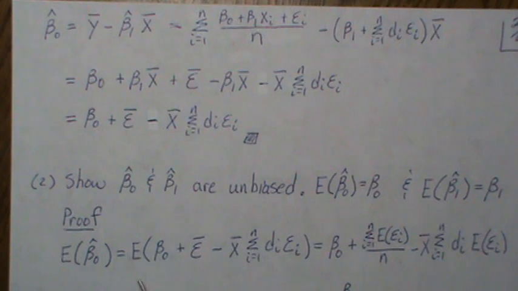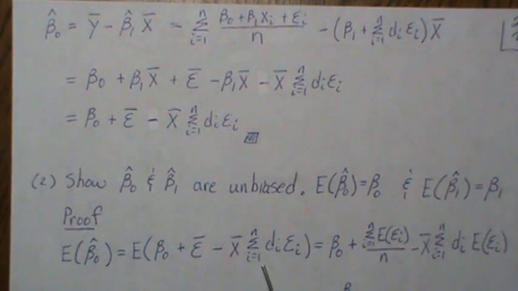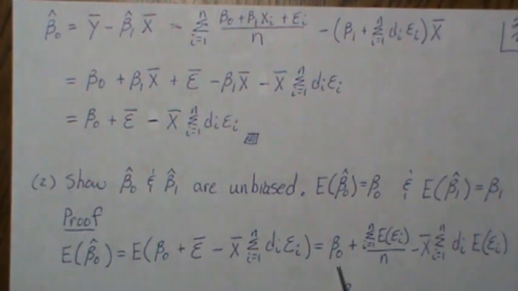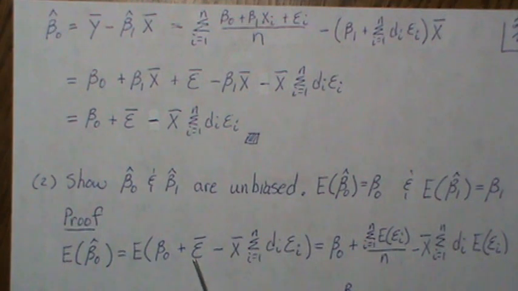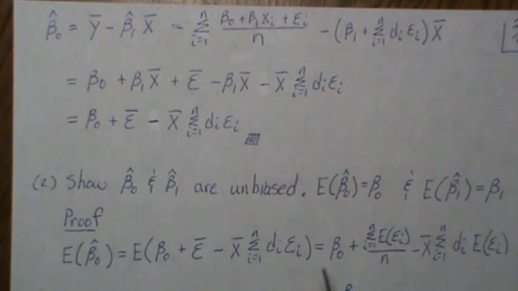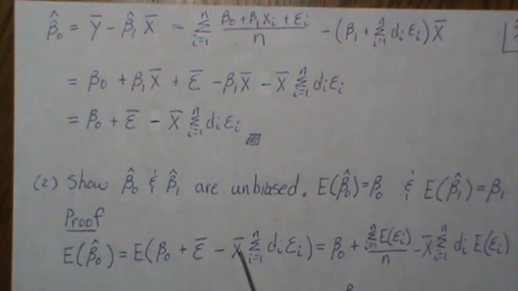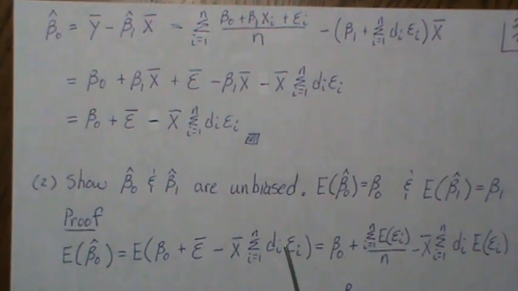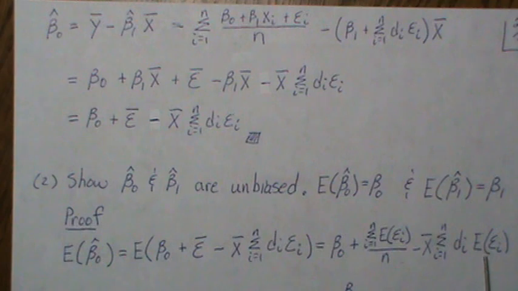Now the expected value comes in, and the expected value of a constant is just that constant. And this is the sum of the epsilon over n, and so that expected value goes in and becomes this. And then here, d is a constant because it's a function of the x's. So when we take the expected value into this, that's constant, this is constant, so it just goes straight to this epsilon term.